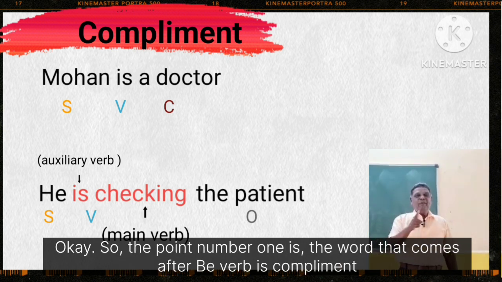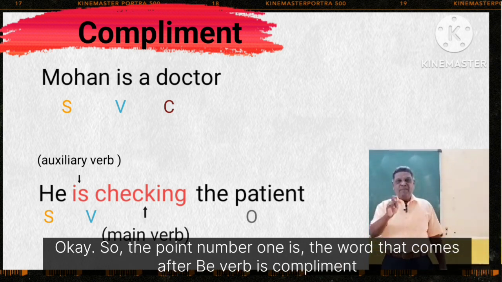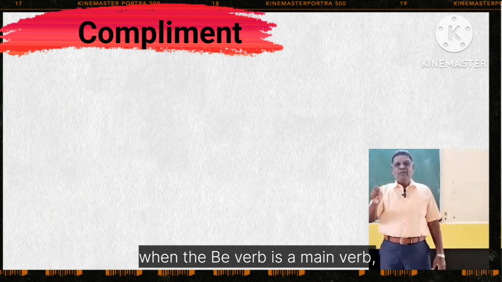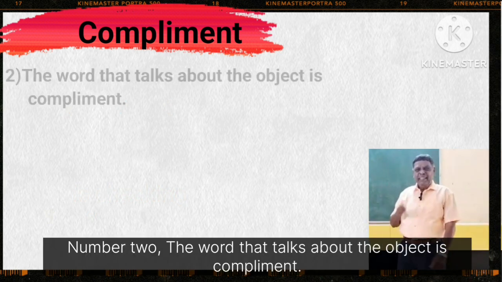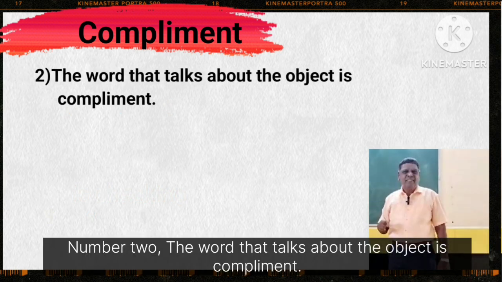Okay. So point number 1: the word that comes after the be verb, when the be verb is a main verb, is known as a complement. Number 2: the word that talks about the object. The word that talks about the object is a complement.